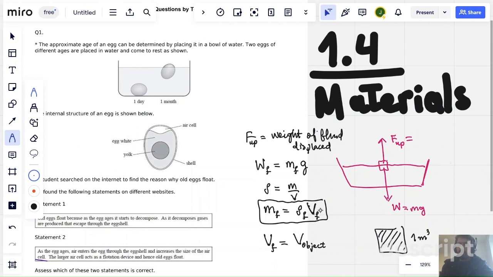So once you know the volume of the fluid displaced, you can just multiply it with the density of the fluid to find the mass of the fluid displaced. Once you have the mass of the fluid displaced, you can find the weight of the fluid. Once you have the weight of the fluid, you can calculate upthrust.